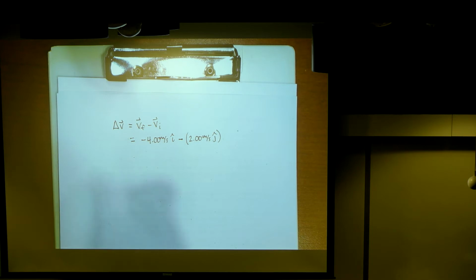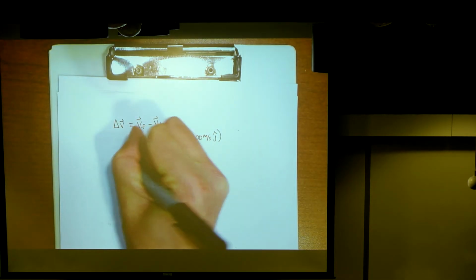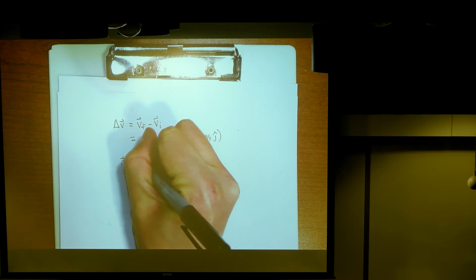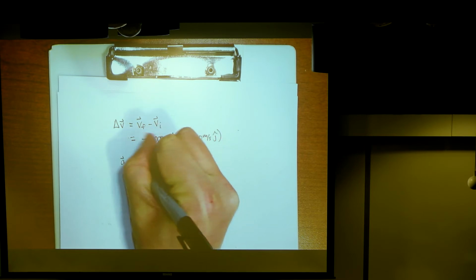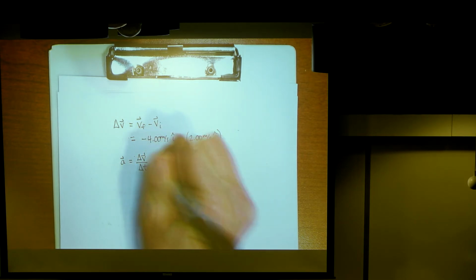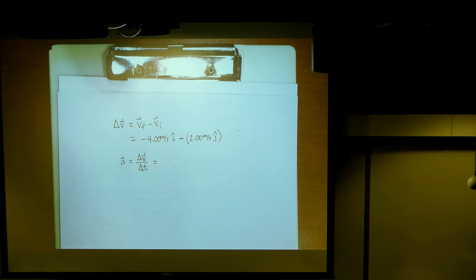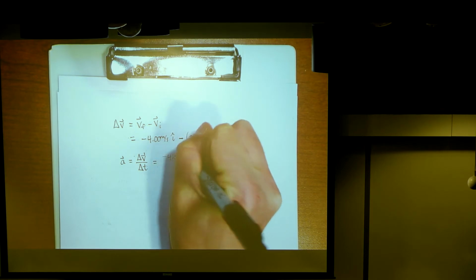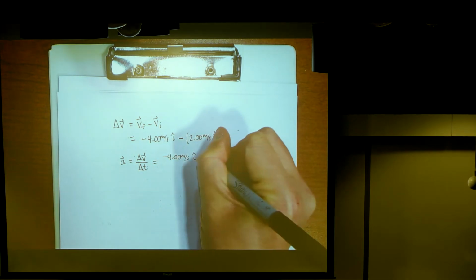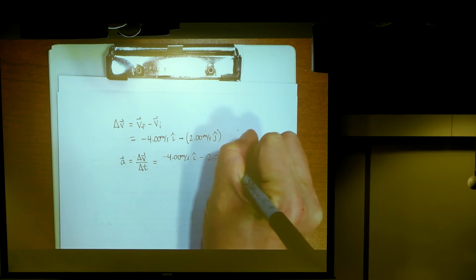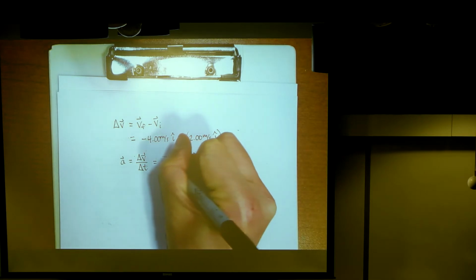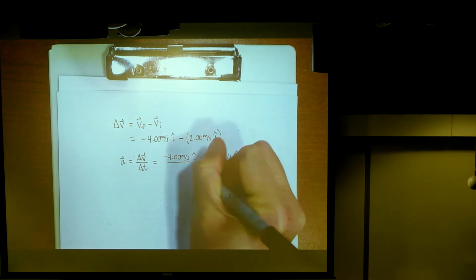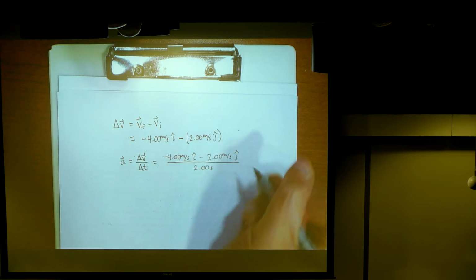So, what would my average acceleration be? That would be delta v divided by delta t. So I would just simply take my delta v vector, which again is minus 4 meters per second times i hat, and then minus 2 meters per second times j hat. And then I would divide that by, well, it's 2 seconds, right? It's a 2-second time interval.